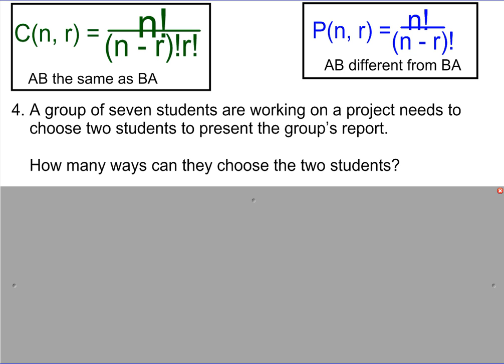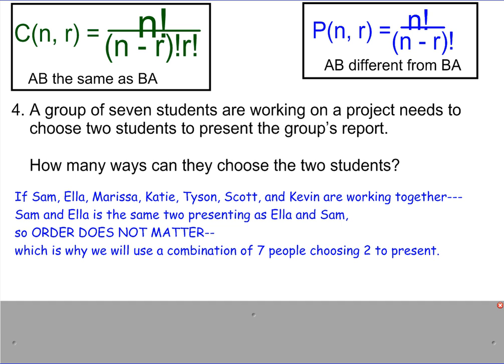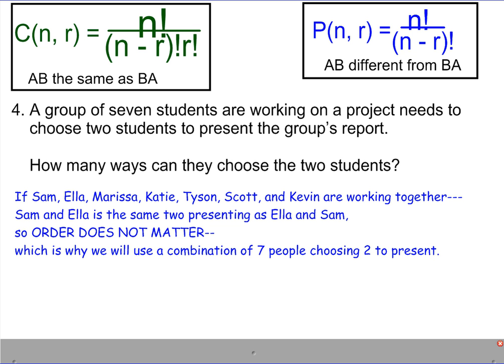So a permutation or combination. A group of 7 students are working on a project. Choose 2 students to present their group's report. How many ways can you choose students? Well, you got to realize, it doesn't matter if you get picked first or second, you're still presenting. It's not like the first person has to do the first part, the second person has to do the second part. You got picked, you're going. So there's 7 students, so you got to pick 2. It's going to be this form right here. So I take 7 factorial over 7 minus 2 factorial times 2 factorial.